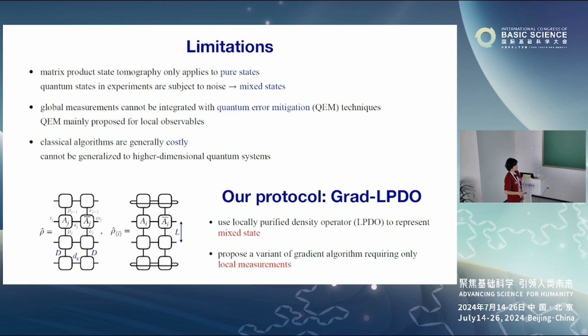We use a gradient method and local measurements to do this quantum state tomography. We call this scheme gradient LPDO. Actually, we use locally purified density operators to represent the mixed state, like this. We also do some local measurements to get all the parameters in this LPDO.